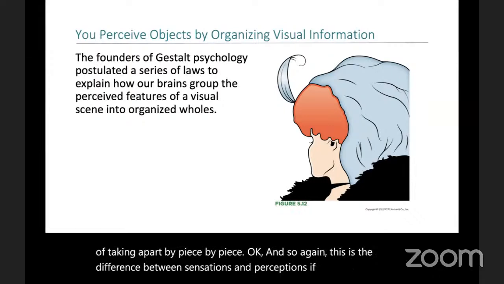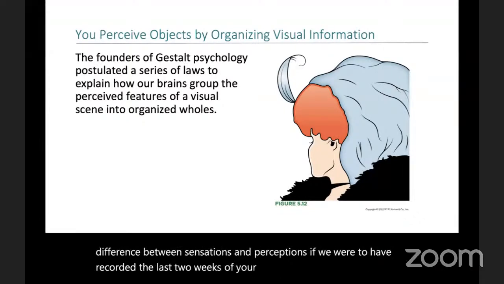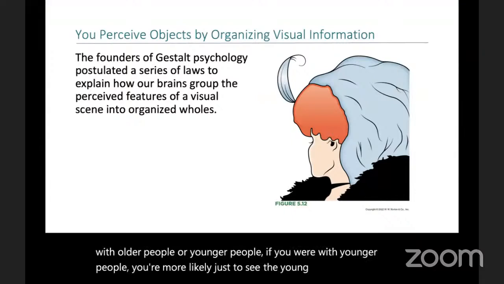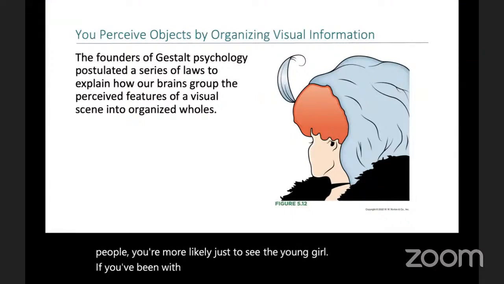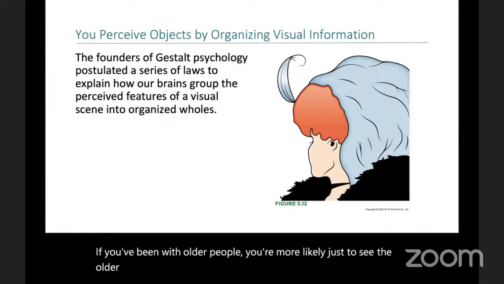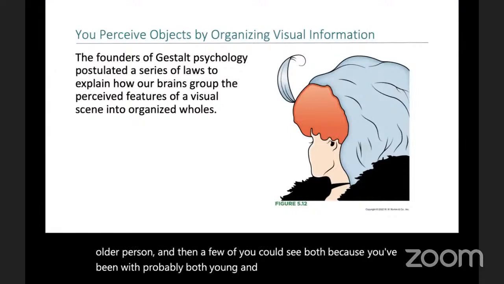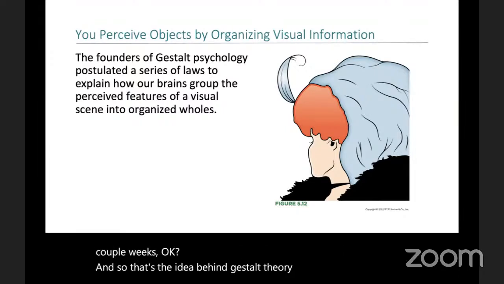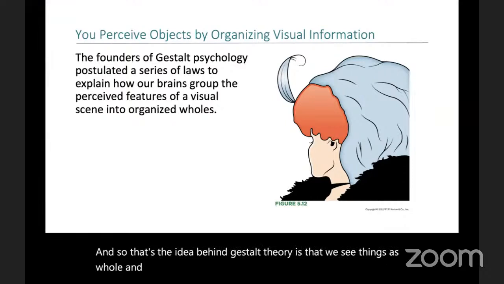If we were to have recorded the last 2 weeks of your experience, whether you were with older people or younger people, if you were with younger people, you're more likely just to see the young girl. If you've been with older people, you're more likely just to see the older person. And then a few of you could see both because you've been with probably both young and older people over the last couple of weeks, okay? And so that's the idea behind Gestalt theory, is that we see things as whole and what we expect to see, okay? Based upon our previous experiences, all right?